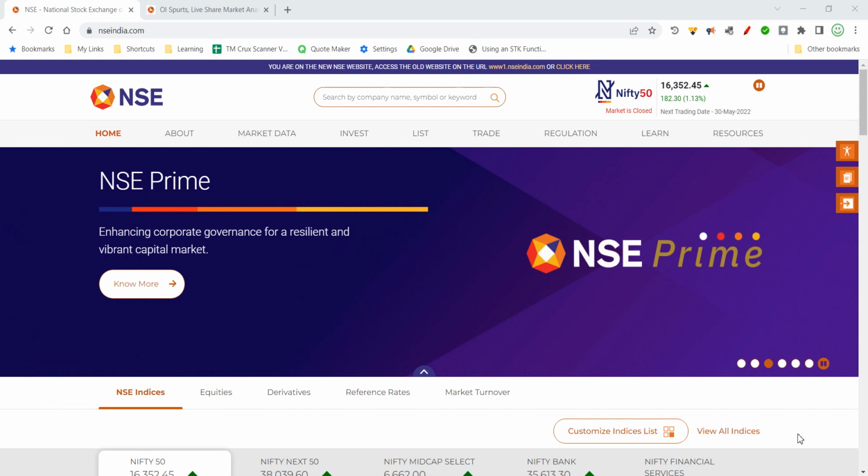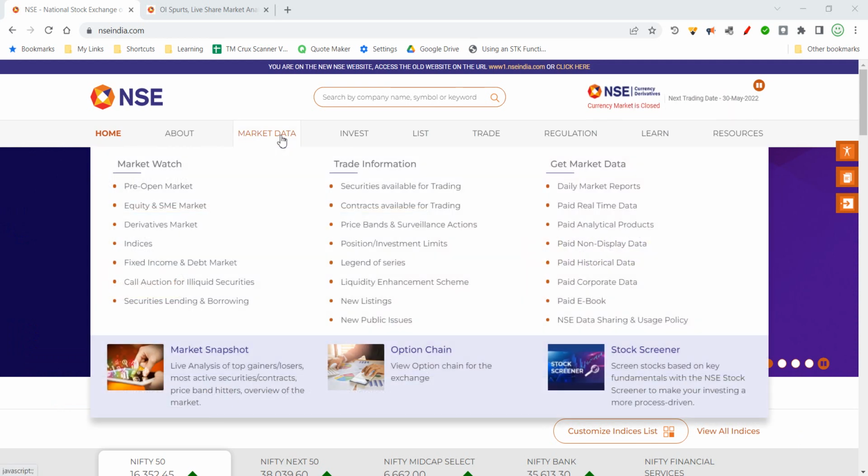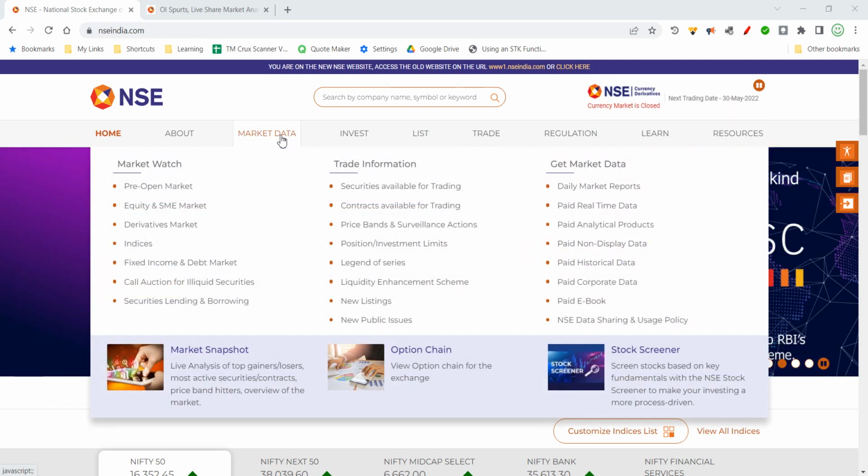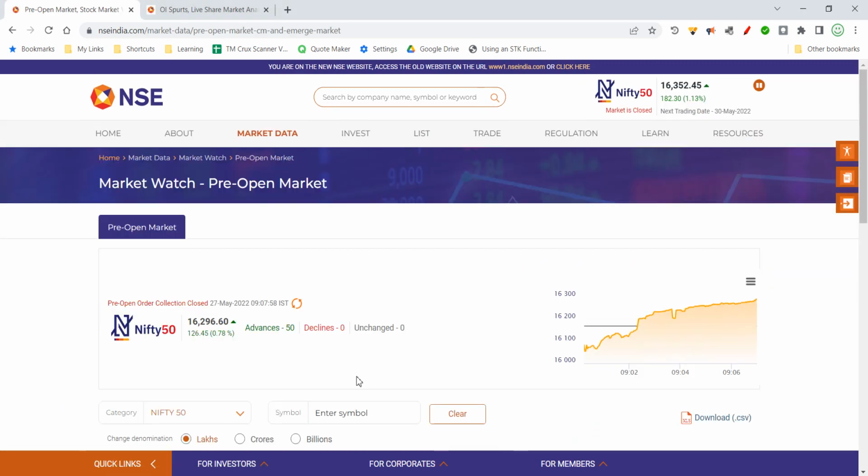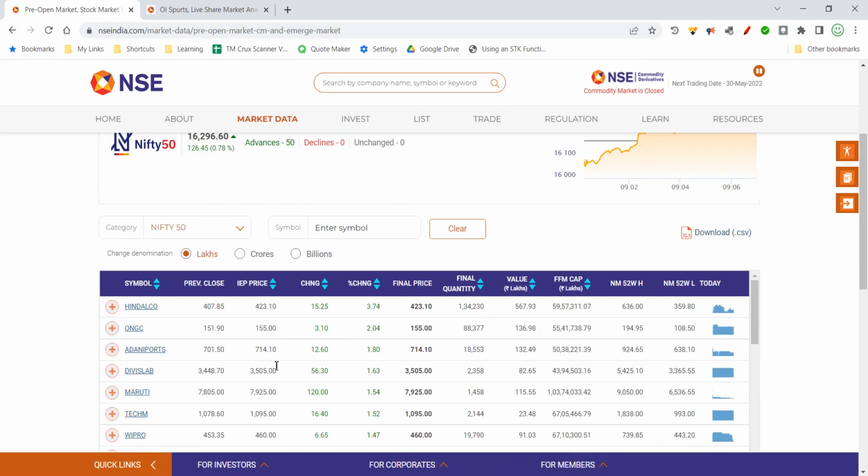For that, you just need to go to the NSE India website, go to the market data, and carefully watch me. Go to the market data and you should be selecting this pre-open market. So this is the order collection statistics from the pre-open. Basically, between 9 a.m. till 9:07, NSE allows all sort of order collections, and you will be able to see what has happened with the stocks over here during this pre-open period.